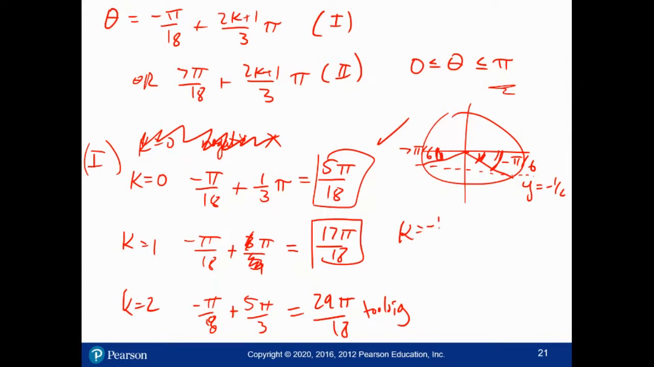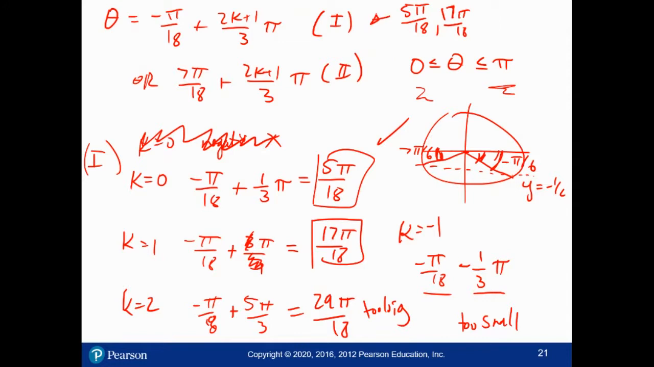Let's verify that k equals -1 is too small. That's going to give me negative pi over 18. Now, if I let k be -1, we end up with -2 plus 1, or -1/3 pi. So notice I have a negative and a negative. This is definitely less than 0. This is too small. So we have two solutions: 5 pi over 18, 17 pi over 18. And that was just from option 1.